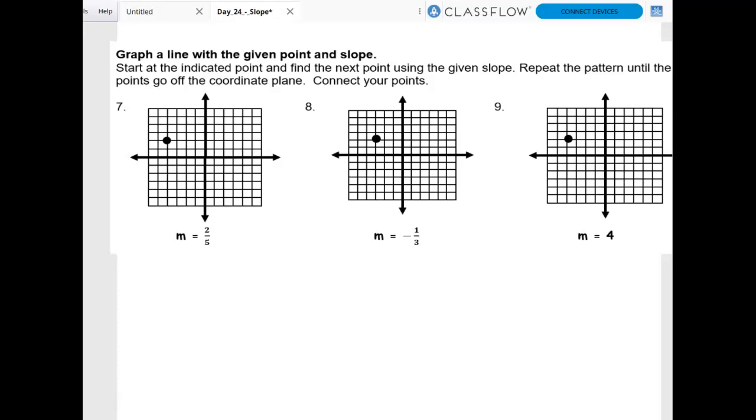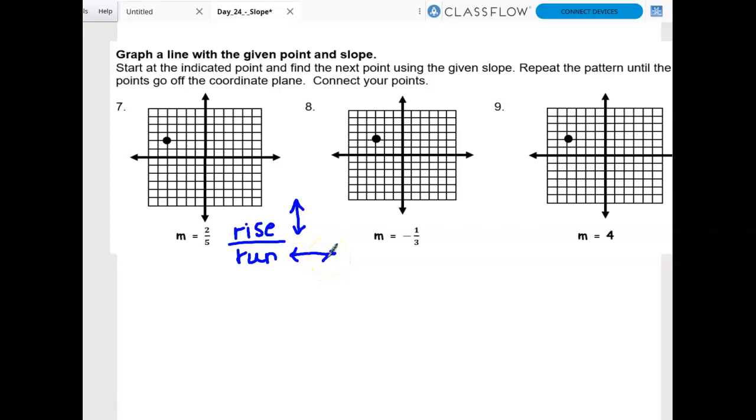So we can graph a line with a given point and slope. We start at the indicated point that's given, and we find the next point using the given slope. All right, we repeat the pattern until the points go off the coordinate plane, and then we connect them. So if you look at number 7, the point is given, and the slope is 2/5. This is where I like to think of the slope as being your rise over your run. Okay, rise meaning up and down, and run meaning from left to right.